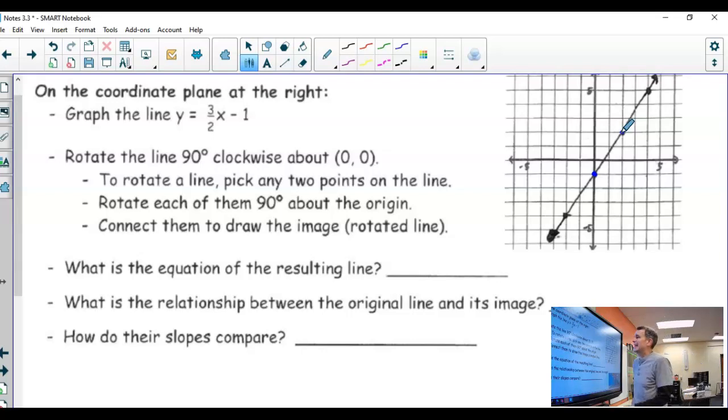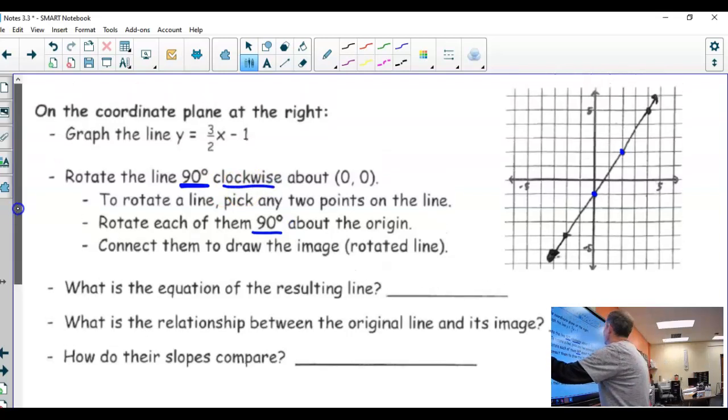So I want to rotate this line 90 degrees clockwise so that we can study what it means for a line to be perpendicular. So to rotate this line, I'm going to pick any two points, and I've already picked my two points. Here they are, right? And I'm going to rotate each of them 90 degrees, and I did say clockwise about the origin.